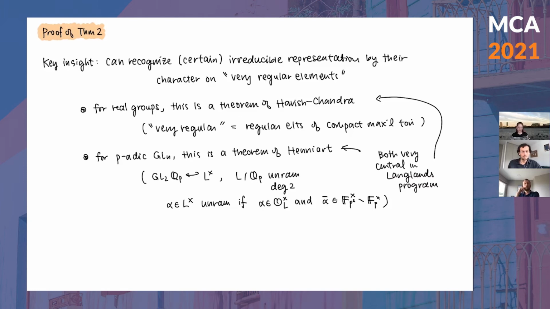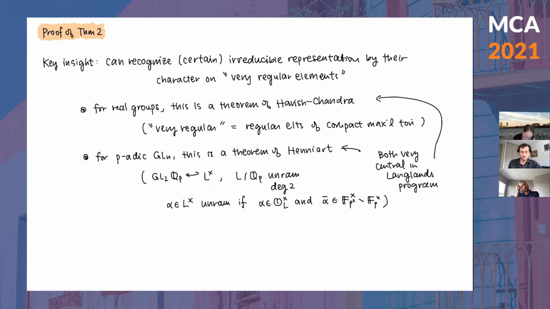And in the p-adic direction, when your group is GL_n, this is a theorem of Nair, and that's where the terminology comes from. So very regular, as I mentioned in the real group setting, very regular means just regular elements of a compact maximal torus. And very regular in the p-adic setting in GL_n means the following. I'm going to write down the example just for GL_2(Q_p). So inside GL_2(Q_p), there's a subgroup given by L^×, where L is the degree 2 unramified extension of Q_p.